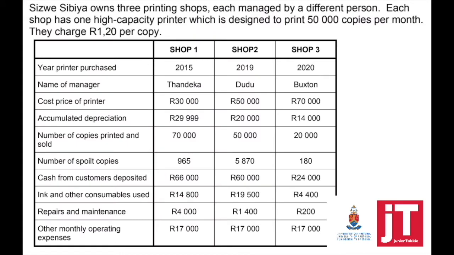If I look at the information, there's always a reason why they've given me the information. They said here, one high-capacity printer is designed to print 50,000 copies, and they charge R1.20 per copy. There's a reason for this information. If I now look at shop 1, 2, and 3, I always suggest make a list of all the potential problems. So when we compare each shop with one another, we're going to compare and write down and circle, or highlight, where we feel there's a potential problem.